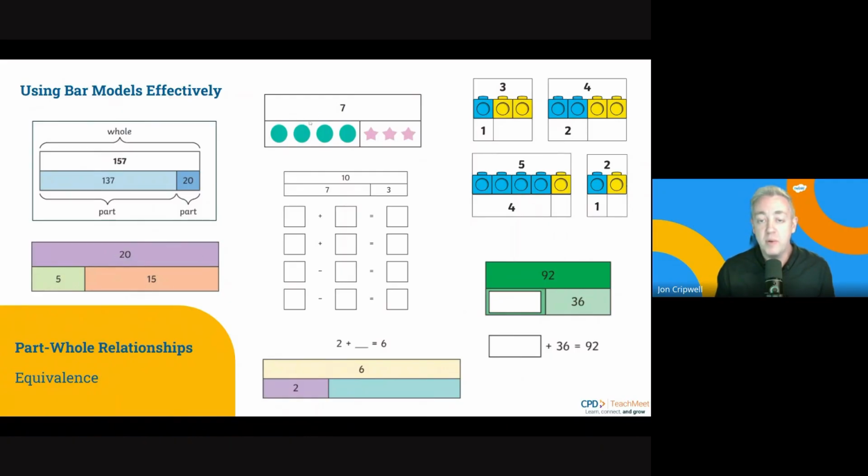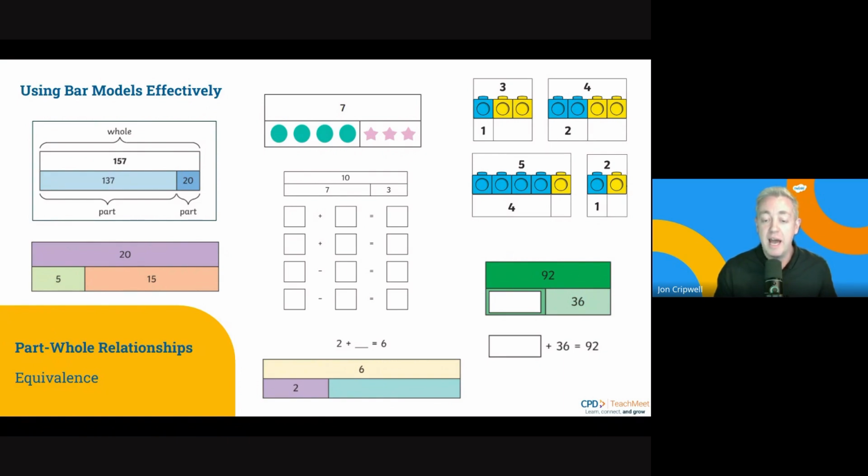We can use bar models with abstract things as well, such as counting different symbols to make a total of 7 here. We can also use bar models to look at all the relationships here. So in this particular example, we could say that 7 plus 3 equals 10. We can also see that 3 plus 7 also equals 10. We can see that 10 take away 7 equals 3, and that 10 take away 3 equals 7. So we're looking at every part of the part-whole relationship here as well.